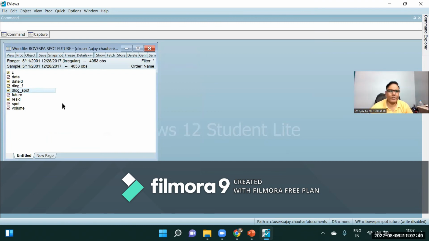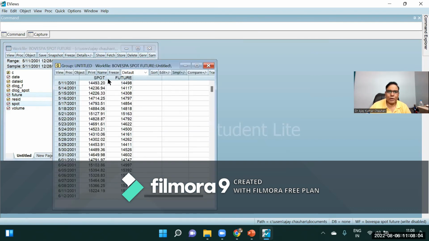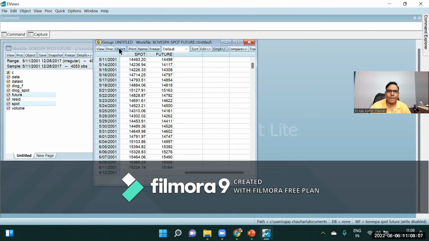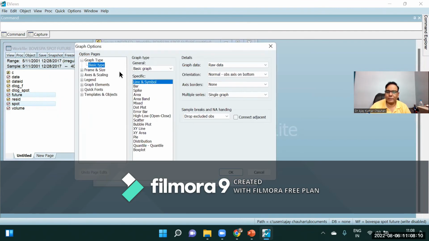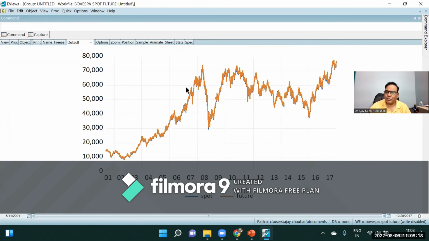Now you select spot and future. Now we are working on the original series, not the d-log series. Open as a group. So you have both spot and future, and make the graph of it to check for an intercept or not. Okay, so they are just overlapping each other. So maybe there is an intercept or not, we can't tell. We are not clear on this graph either.